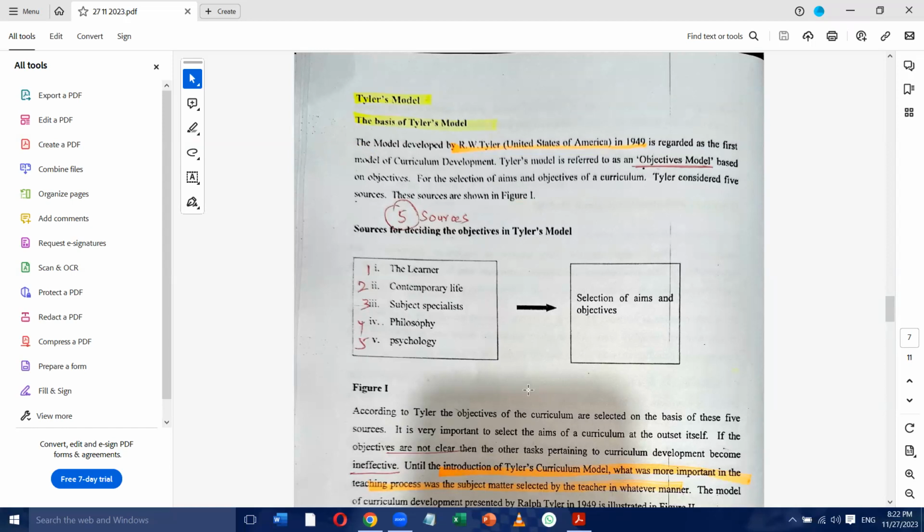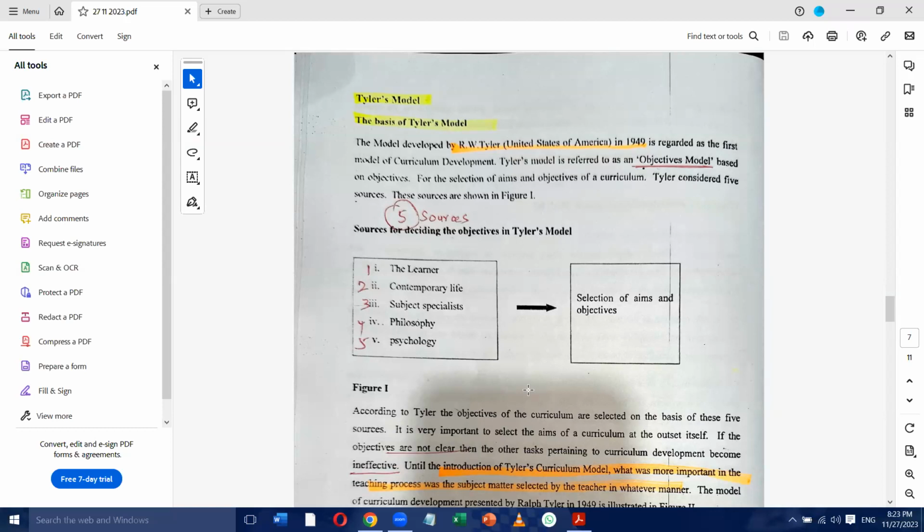Right, so we'll see this Tyler's model. The basis of Tyler's model. The model developed by R.W. Tyler, United States of America, in 1949. See, how old is it now? It is almost 75 years old. Still, we are talking about it. Right? How fortunate we are, I don't know.